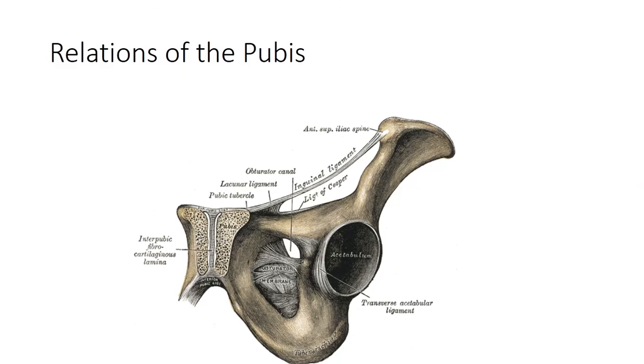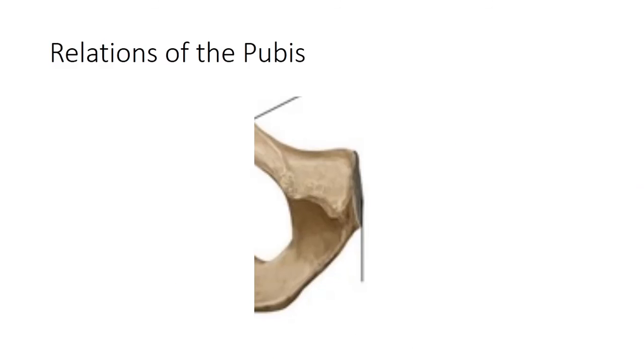Obturator foramen is covered with a membrane known as obturator membrane, and the upper part of this foramen remains open, and this forms a canal known as obturator canal, which gives passage to obturator nerves and vessels. Another important relation is this is pubic tubercle. Pubic tubercle is related with spermatic cord. This is spermatic cord in case of male.